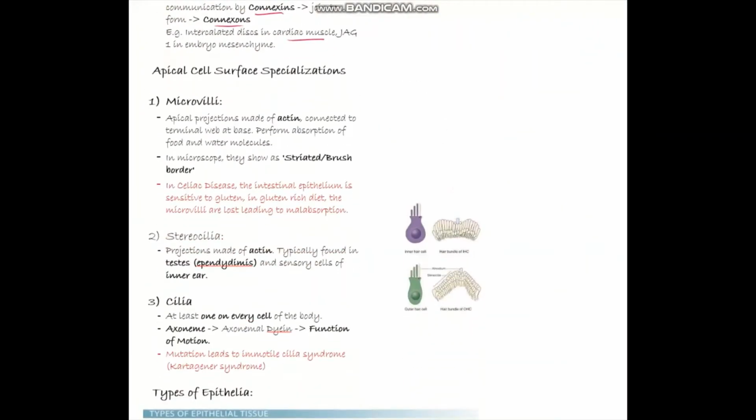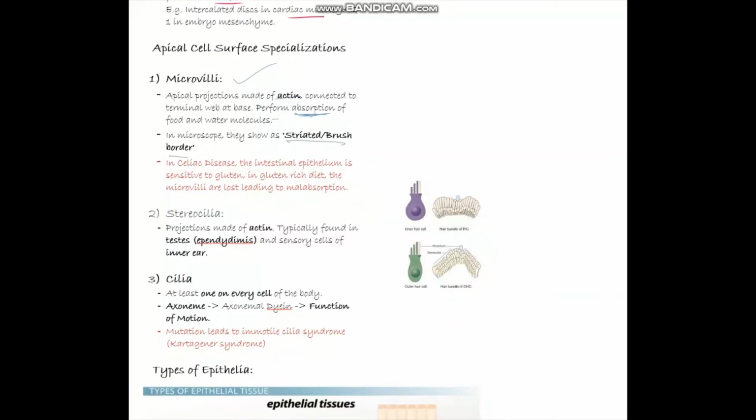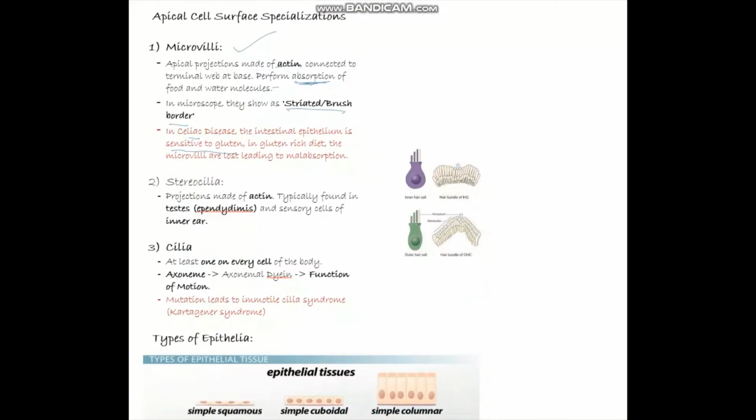So, we learned the microvilli are made up of actin, and they are connected to the terminal web at the base, and perform absorption. Okay, keyword: absorption. In the microscope, they show up as striated or brush border. We looked at the image, and we discussed the pathology, celiac disease, which is characterized by sensitivity to gluten. Stereocilia are present in the testes and the sensory cells of the inner ear. We will discuss their functions when we do those chapters individually.